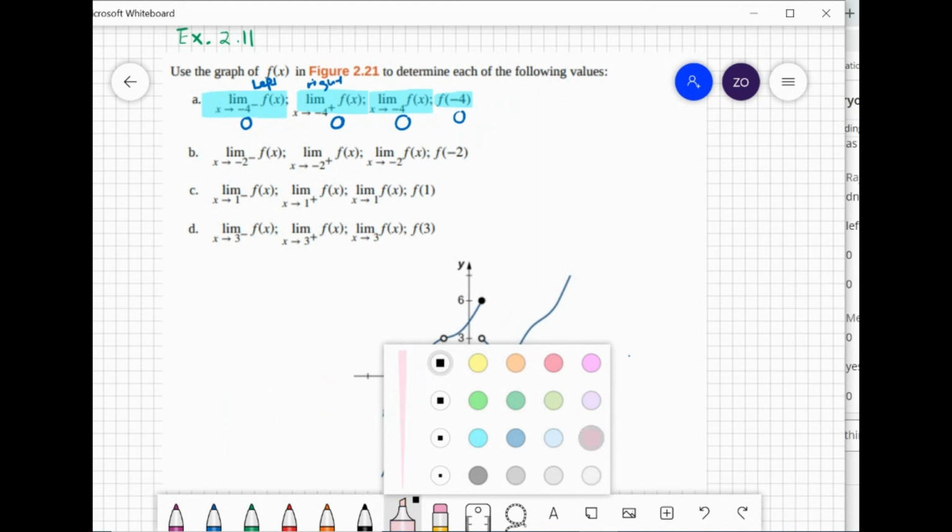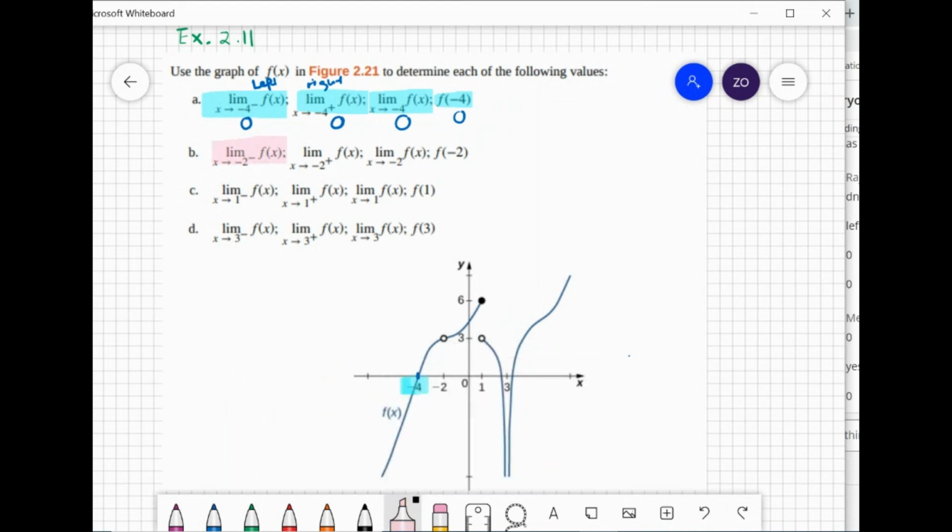Or just change the color. Now let's look at the x value -2. So x approaches -2 from the left. Good point, in fact, you answered this part. f of -2 does not exist. Let me write it. So this does not exist because there is a hole in here.